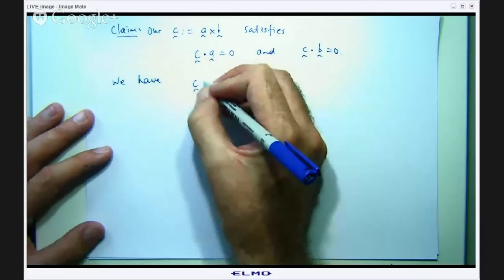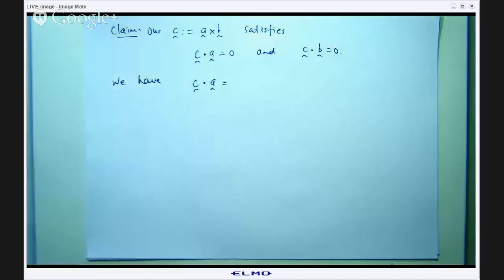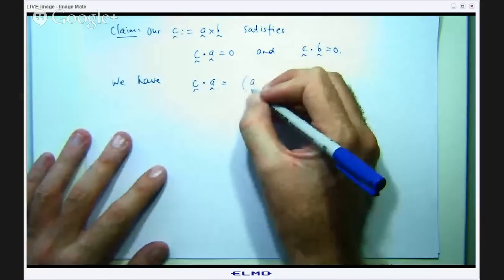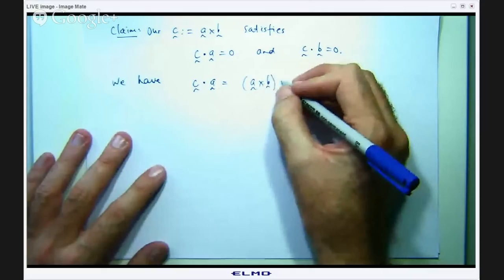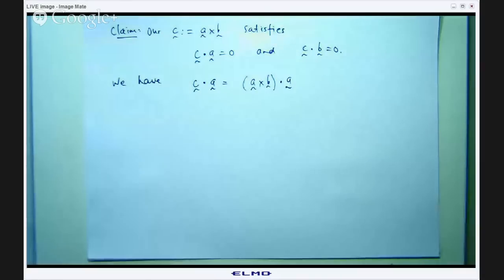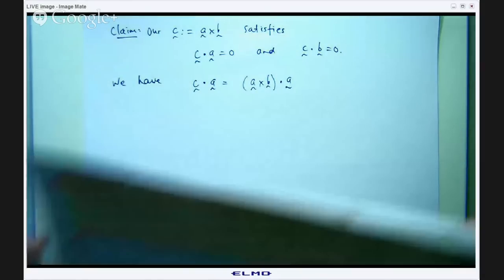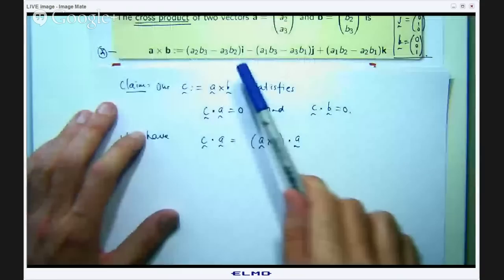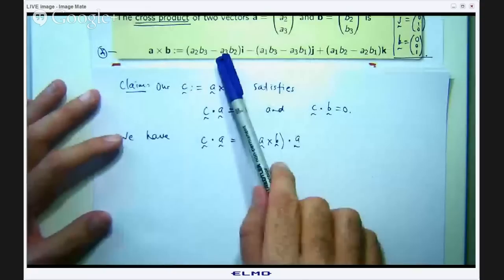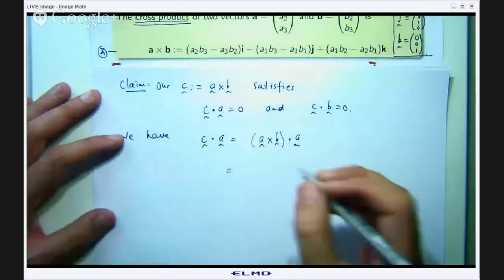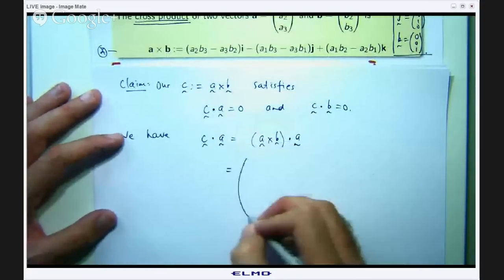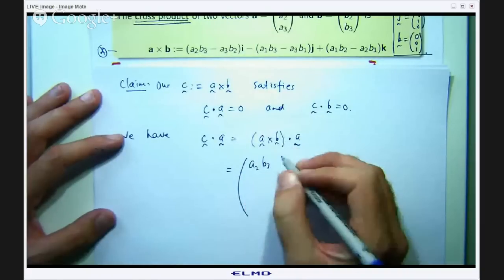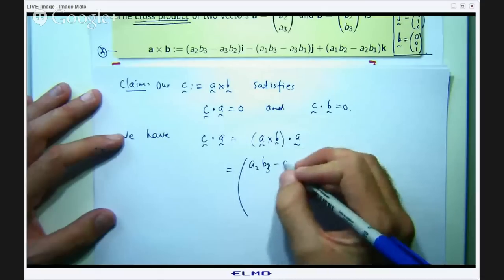All right, so C dotted with A is just A cross B, just by definition, dotted with A. So let's go back to this crazy formula here, and I can write these out as columns, and then I'll take the dot product. So A cross B will have this as its first component.